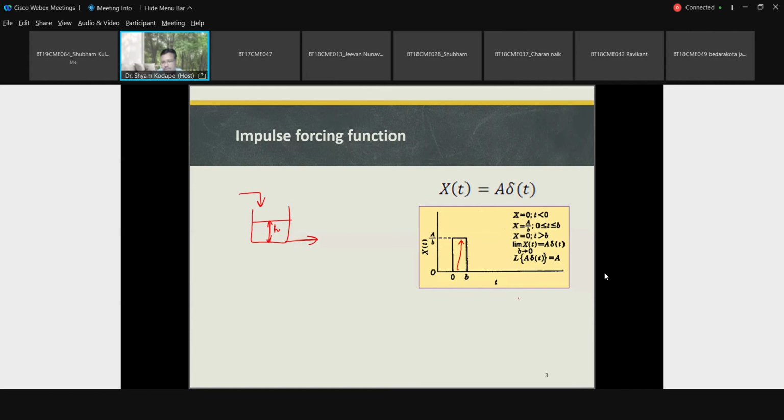The Laplace of x, that is X(s), is equal to only the magnitude by which it is changing. This is the property of the Laplace transform. The impulse forcing function's Laplace is the magnitude of that change only. In the unit step change, what was it? It was A by s. Now in this impulse forcing function, it is only A.